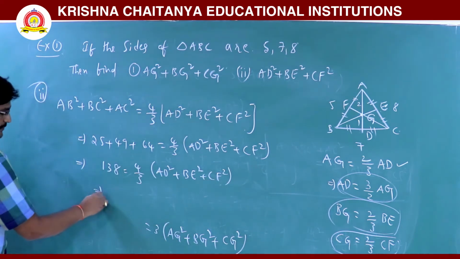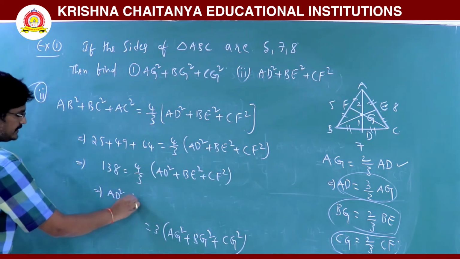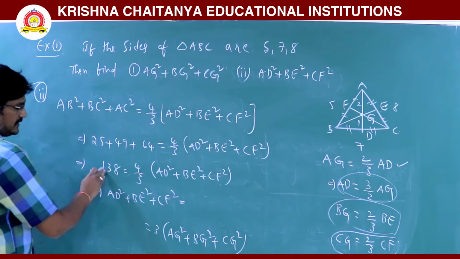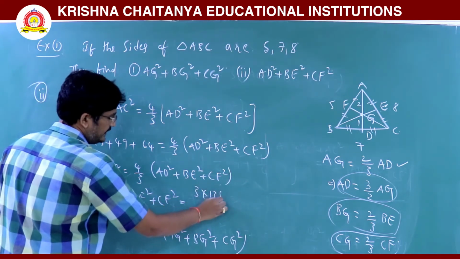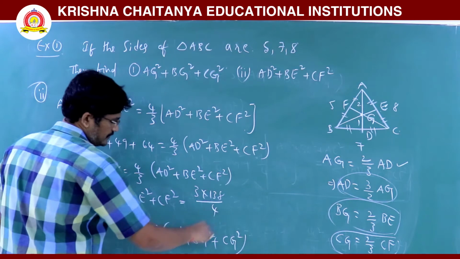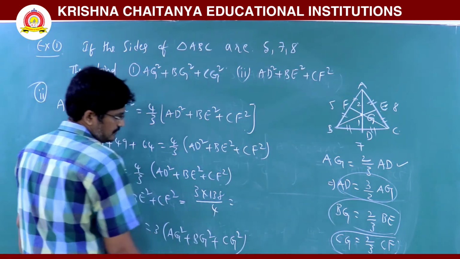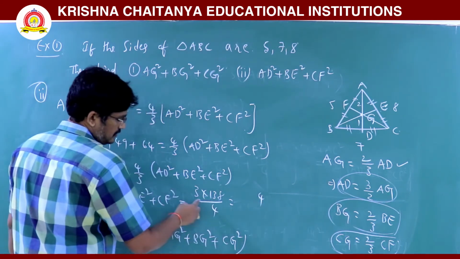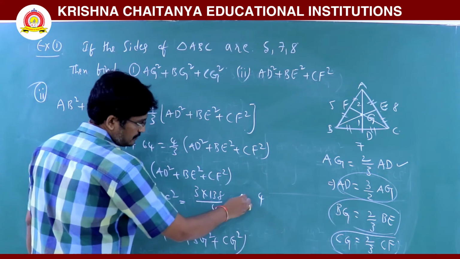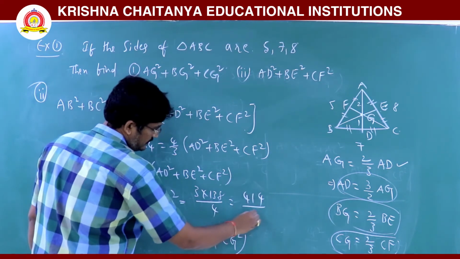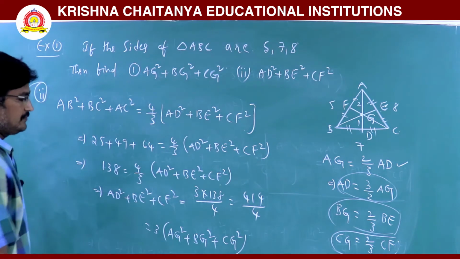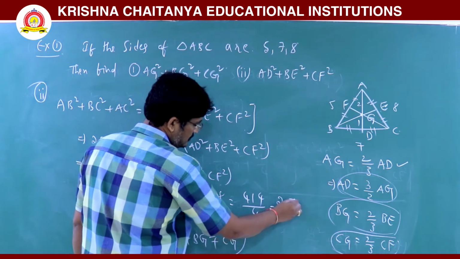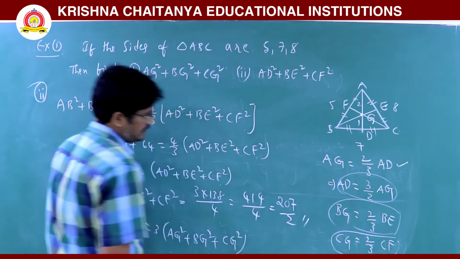This implies AD square plus BE square plus CF square is equal to 3 times 138 by 4. That is equal to 3 8s are 24, 3 13s are 39 plus 2, 41 by 4. By cancellation with 2 20s, 2 7s by 2. This is the answer for the second question.